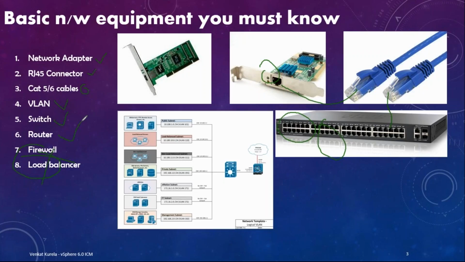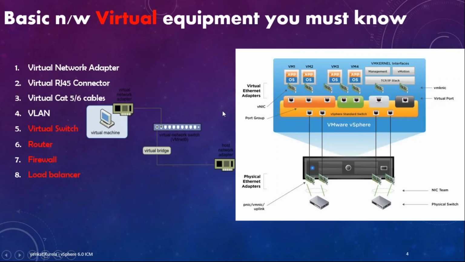All right, this is about your physical networking. If I move further, you see here on the virtual networking, you have similar concepts. You have a virtual network interface card, you have a virtual RJ45 connector, you have virtual Cat5 and Cat6 cable, and you have virtual VLAN.